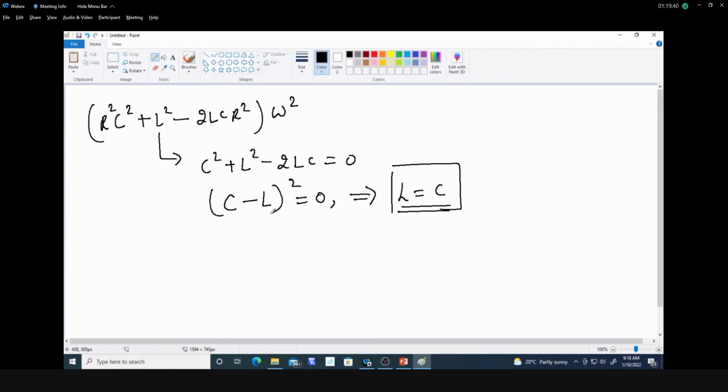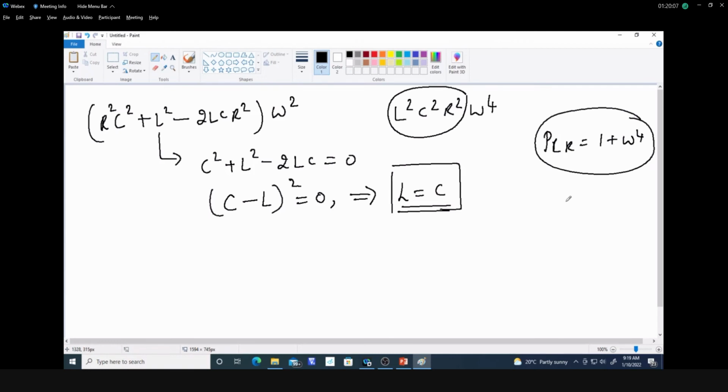Then for the coefficient of ω⁴, earlier we have the coefficient l²c²r² with ω⁴. If that is unity, then our power loss ratio is 1 plus ω to the power n. That is what we have assumed, with r equal to 1, k equal to 1, and we have the n value. Using that equation, we end up with 1 plus ω to the power.